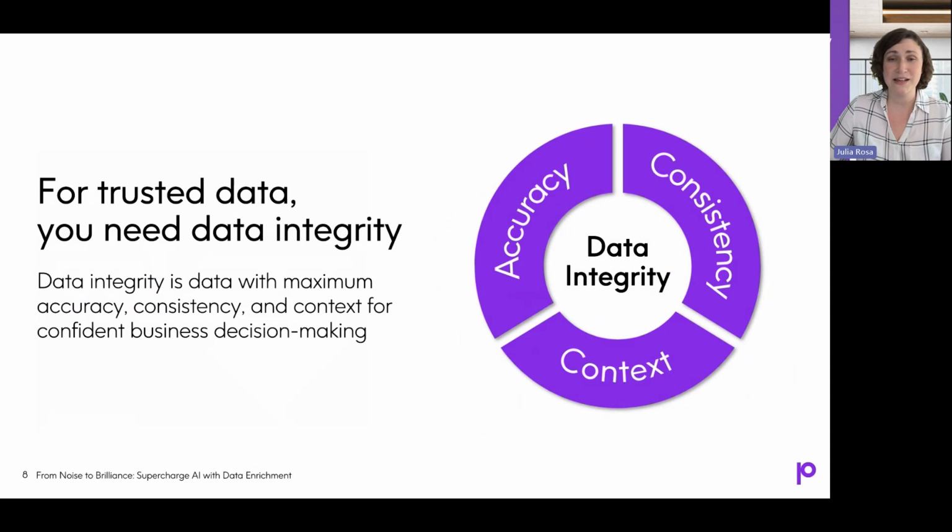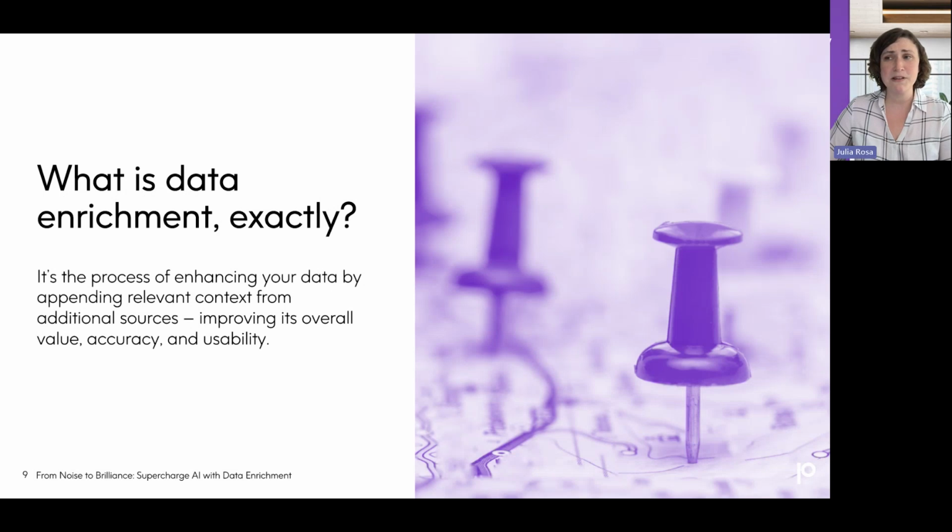And for that trusted data, you really need integrity. You need data integrity. Data integrity is data with maximum accuracy, consistency, completeness, and context that will enable you to make confident business decisions. So when we talk about data integrity and data enrichment, what are we talking about? Enrichment is the process of adding color, context, and consistency to the data that you currently have, making what you already have better through the addition of relevant, high quality information.